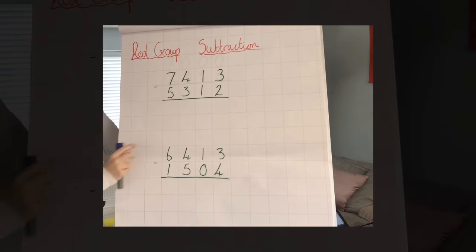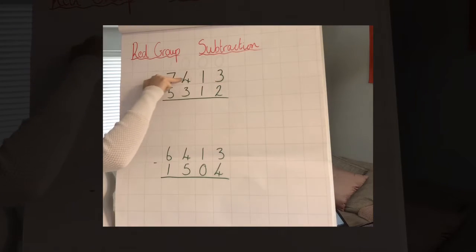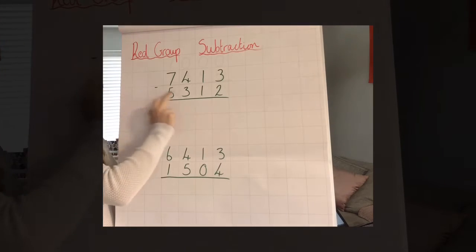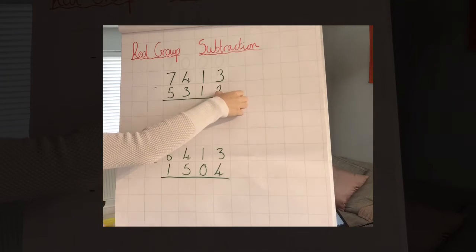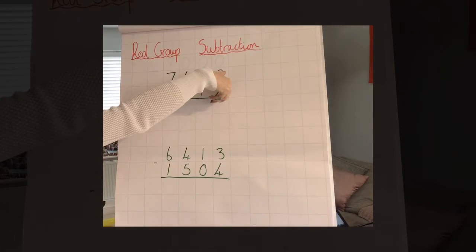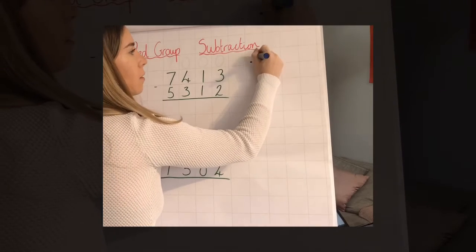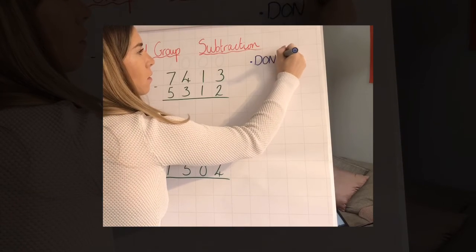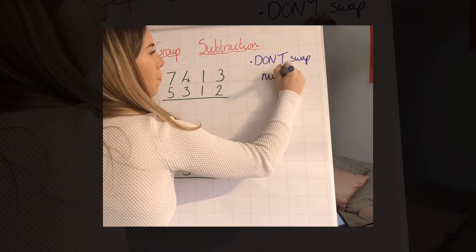So if we have a look at this one, two things I want you to remember every time you do subtraction. Number one is that it's always this number, the top number, subtract the bottom number. So if it's 3 take away 2, I wouldn't swap the numbers around and do 2 take away 3, okay? So that's number one, don't swap numbers. And that's on your top tips on your sheet as well.